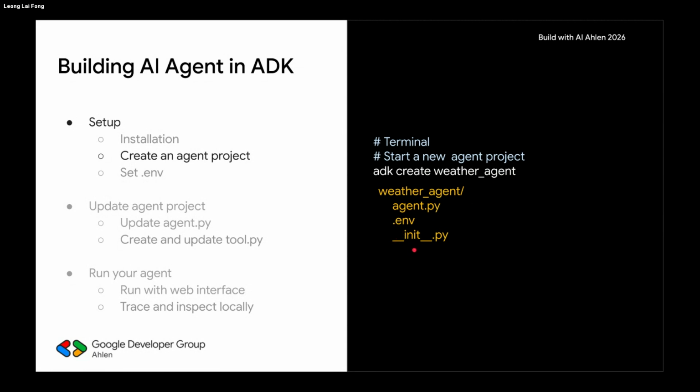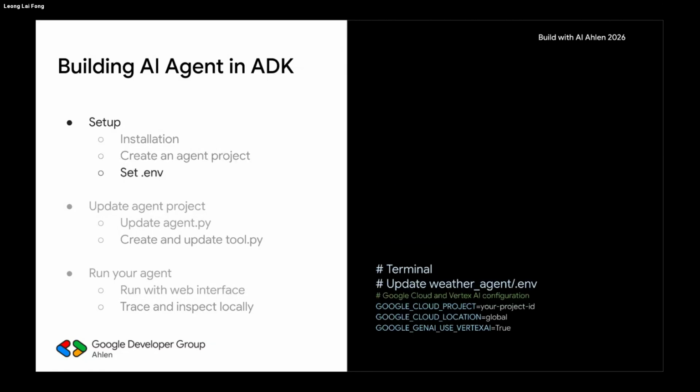Of course, the next thing that we need to do is to update the agent file. But before that, because we are running it in GCP, we will need to set the environment to connect to our GCP cloud project. So we'll just assign it your project ID, set the location as global, and set use Vertex AI Gemini model as true.